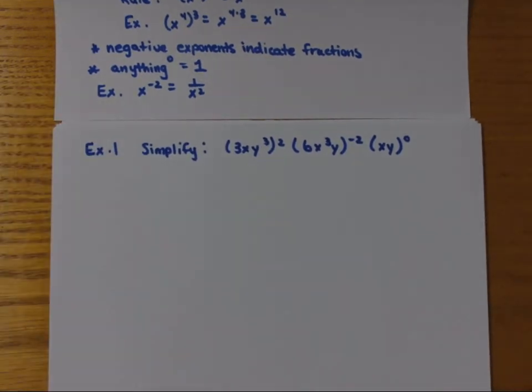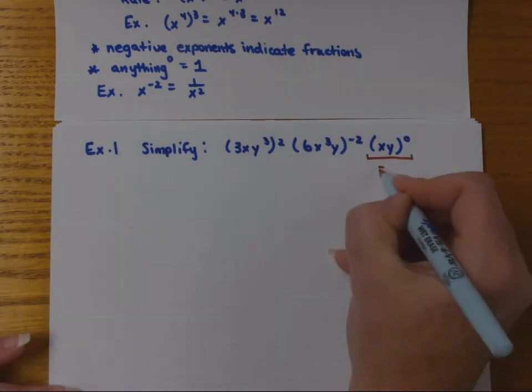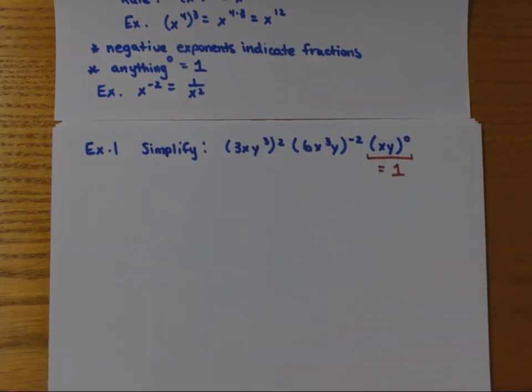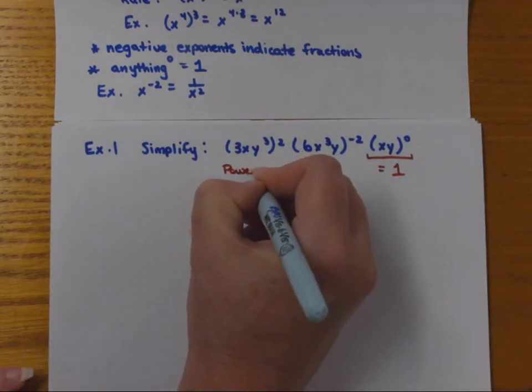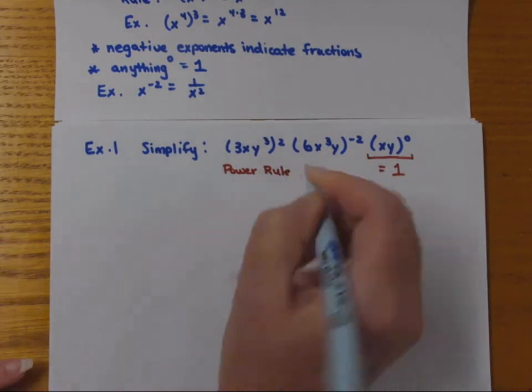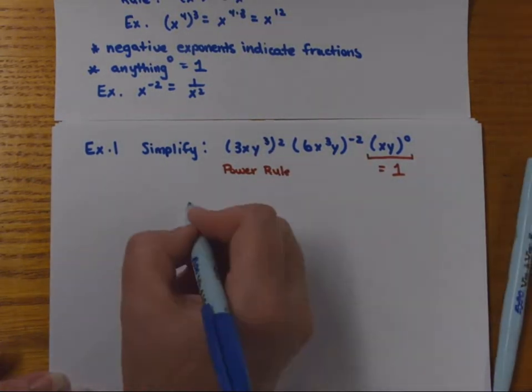Okay. So the first thing we want to do is recognize that we have a special case here. Anything to the 0 power is equal to 1. That's actually nice, right? That means we're going to be able to get rid of that piece. And then we want to use the power rule here, because notice we have powers raised to other powers. So let's go ahead and write down what we have.